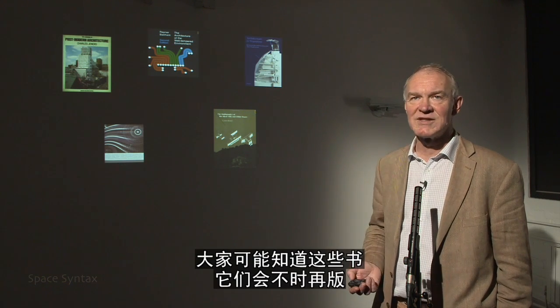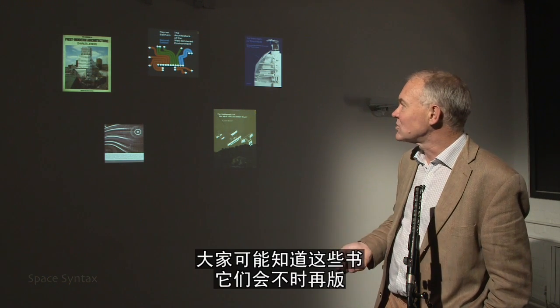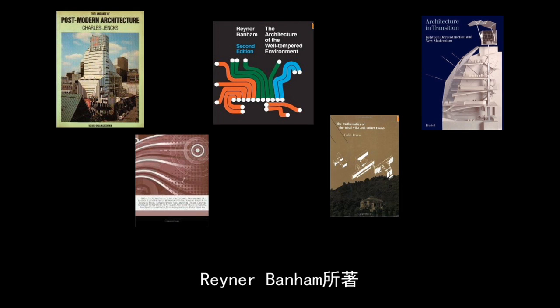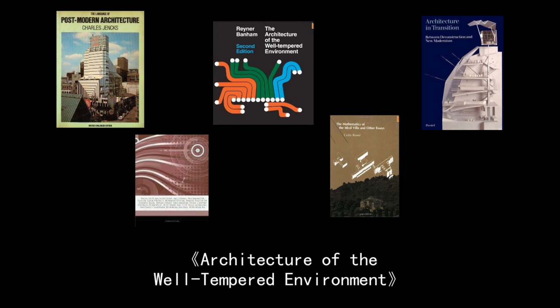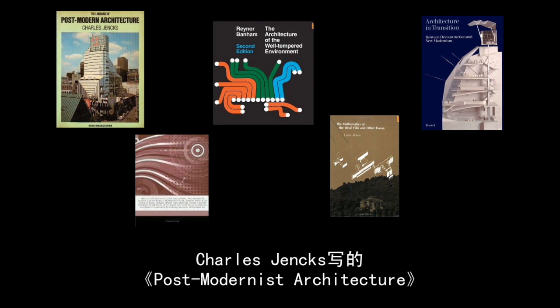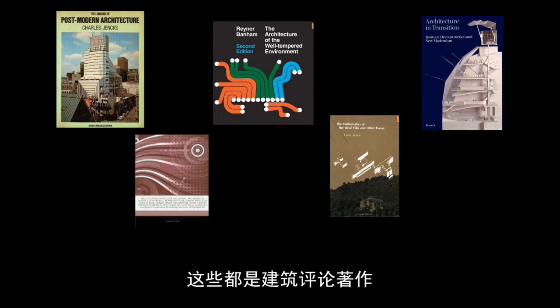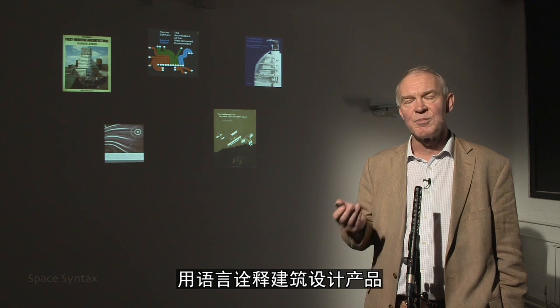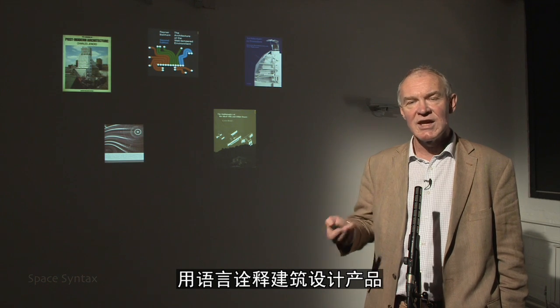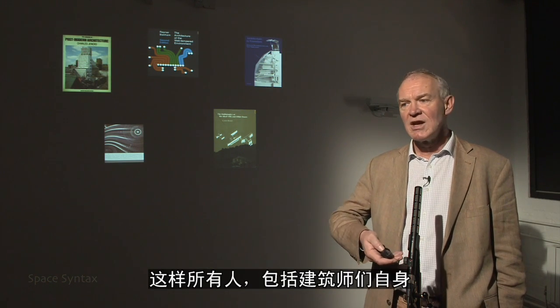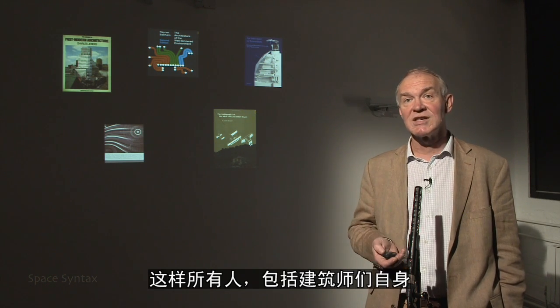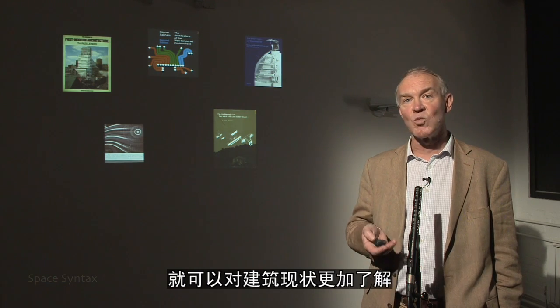You may be aware of some of these books. They come out from time to time. Reyner Banham's The Architecture of the Well-Tempered Environment, Charles Jencks' Postmodernist Architecture, Colin Rowe's The Mathematics of the Ideal Villa. These are critical architectural volumes that interpret the product of architectural design into language so that everybody, including architects themselves, can begin to understand what is happening.